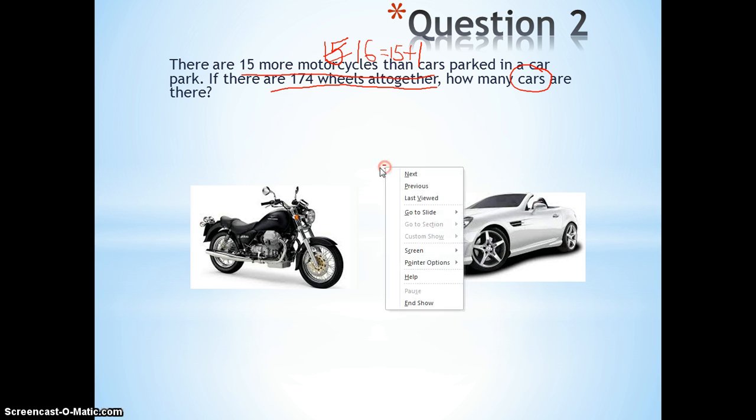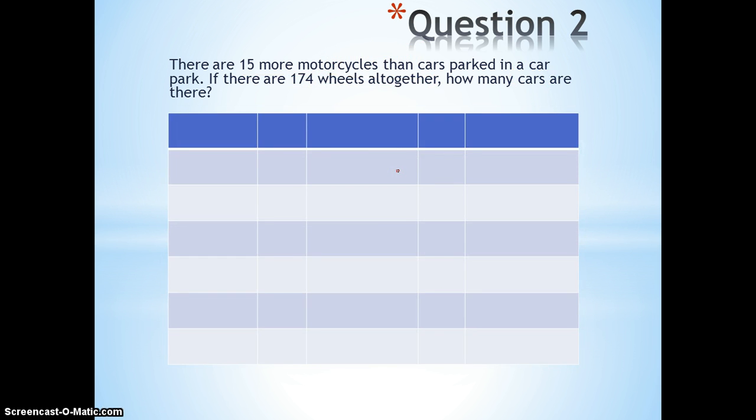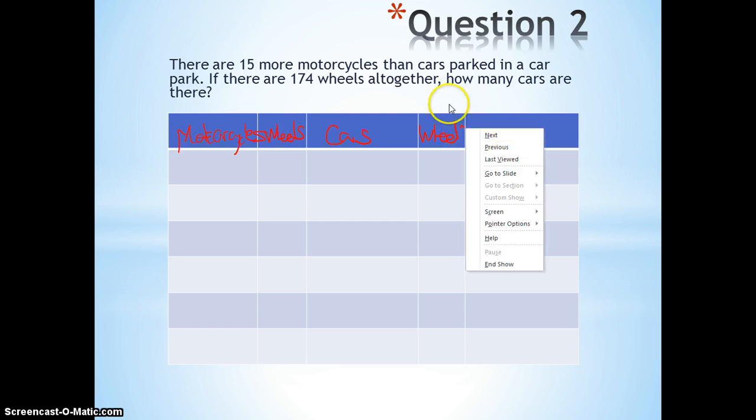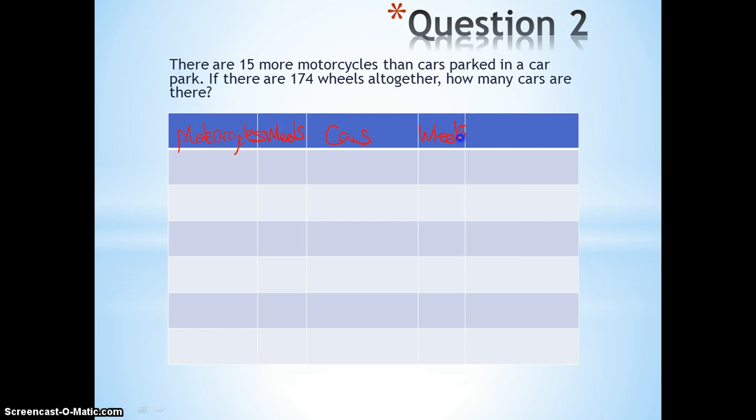So now same thing, we draw the 5 columns first. Let's label this together. We have the motorcycles, the wheels, and we have the cars, the wheels, and lastly, the total.